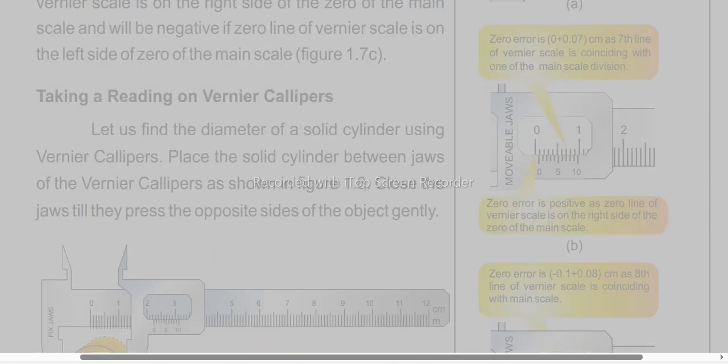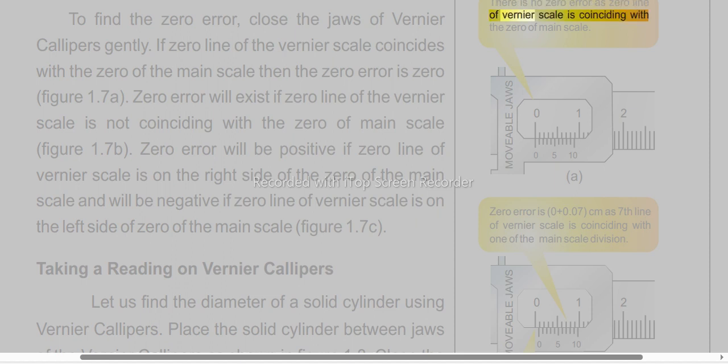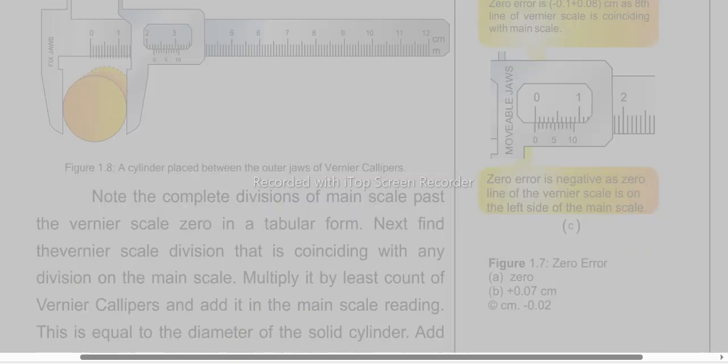A. There is no zero error as zero line of vernier scale is coinciding with the zero of main scale. B. Zero error is 0 plus 0.07 cm as 7th line of vernier scale is coinciding with one of the main scale divisions. C. Zero error is -0.1 plus 0.08 cm as 8th line of vernier scale is coinciding with main scale. Zero error is negative as zero line of the vernier scale is on the left side of the main scale.